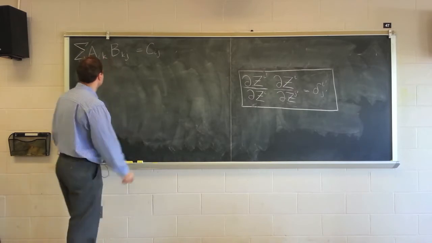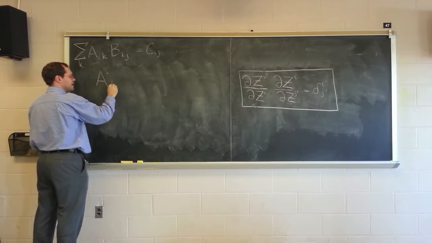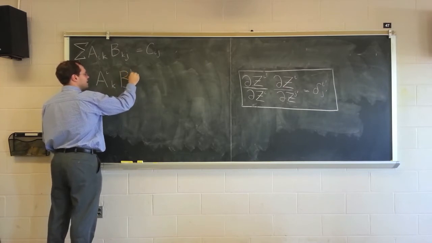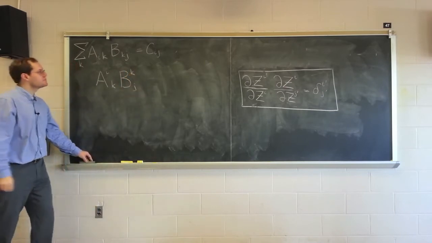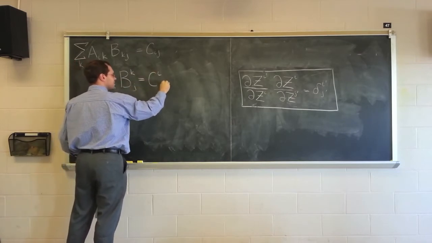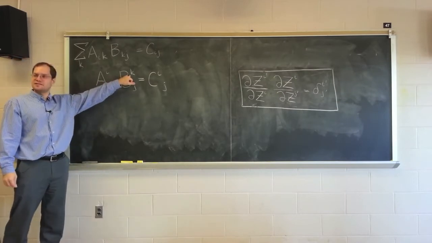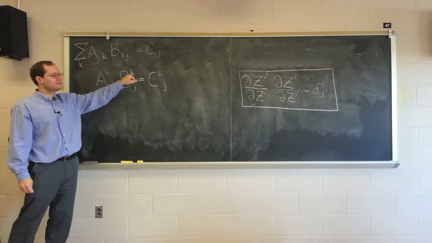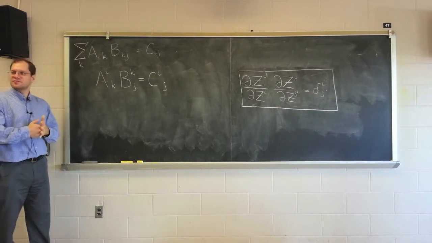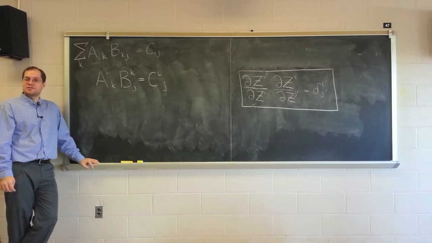Not very objectionable. So then it becomes A^i_k, remember i is first, k is second, times B^k_j equals C^i_j. And I no longer need the summation sign because now I have Einstein's convention working, because k appears once as a lower index and once as an upper index. And it means exactly what it did before. Just a different way of writing the matrix product.